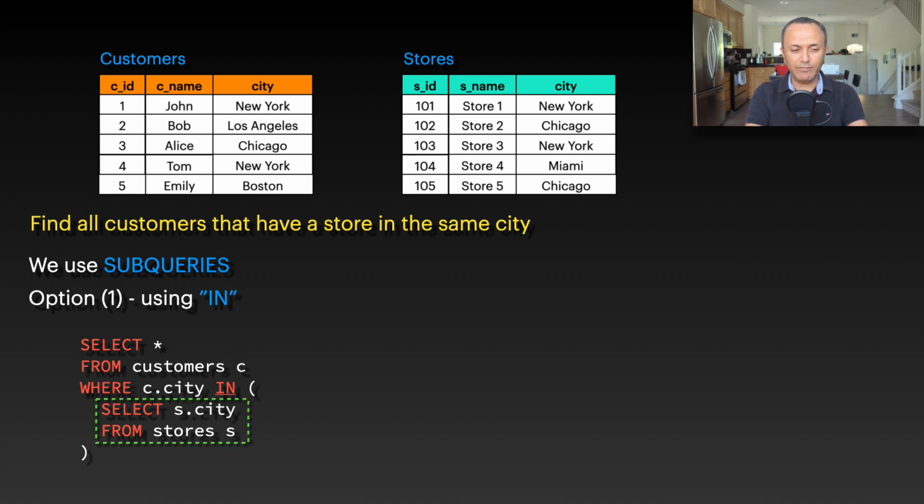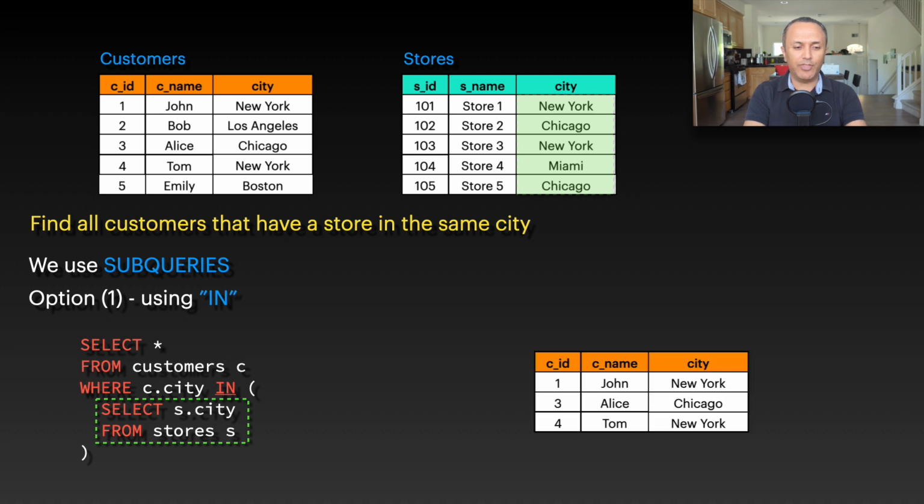So this subquery basically selects city from stores. It's almost like, imagine getting a list of the cities from the stores table. And then it becomes as if it's just like a scan with a filter on the customer's table. So for each customer, first customer, John, does New York happen to be in this list? Yes, so John is part of the output. For the second customer, Bob, does Los Angeles happen to be part of this list? No, then Bob is not going to be part of the output, and so on. So the output will look like this, which is exactly what we're looking for.